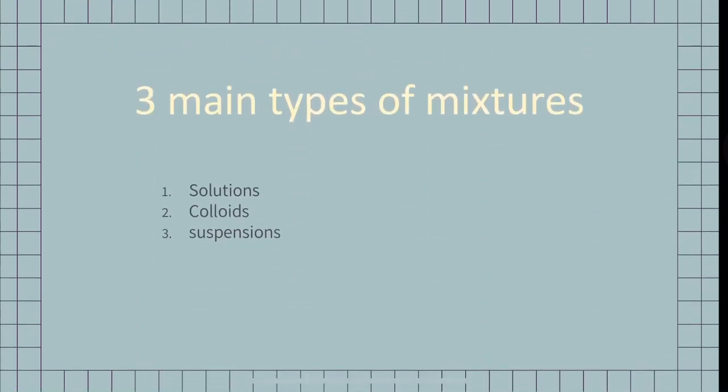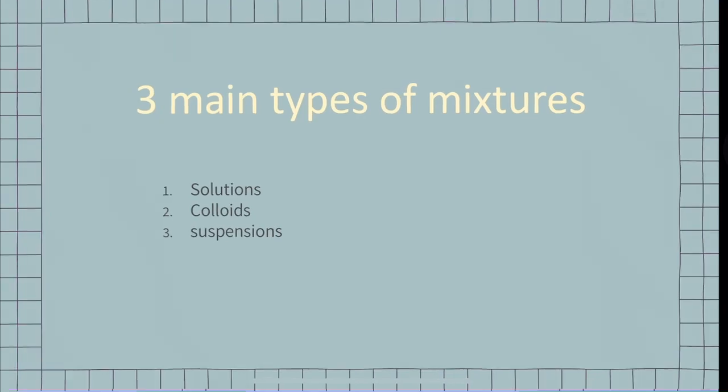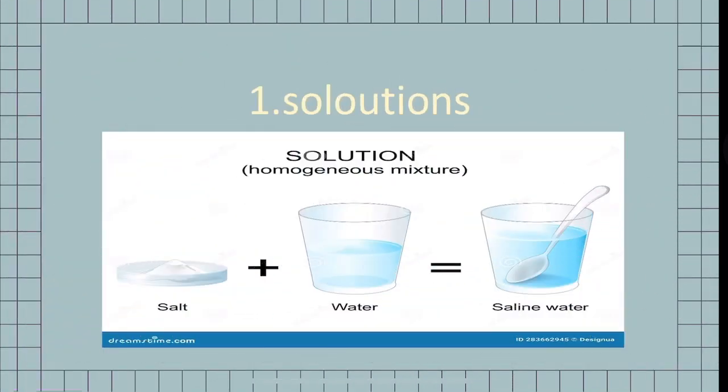Then I'm going to talk about the three main types of mixtures: solutions, colloids, and suspensions. First of all, here we have solutions. Solutions are the homogeneous mixtures where the solute is completely dissolved in the solvent at a molecular level. For example, here we have the salt water. As you can see in the picture, the salt is completely dissolved in water. So here we have the saline water, and we can't see any particles of the salt. So this means that it's a solution.